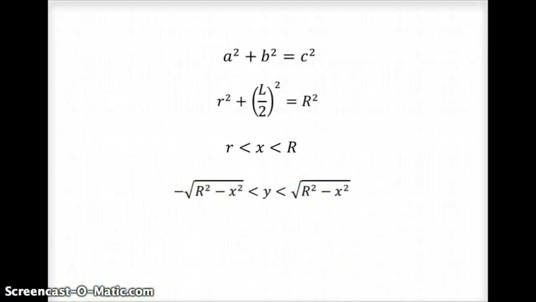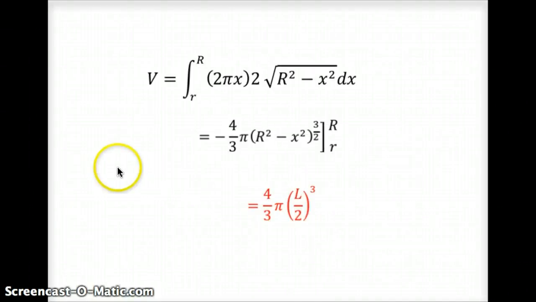So now that you have a basic x and r, you can do volume. For this one, we're doing the shell method. Don't take my word on it, I'm pretty sure it's the shell method. So volume equals the integral from little r to big R of 2 pi x times 2 times the square root of big R squared minus x squared with respect to x. Sorry guys.